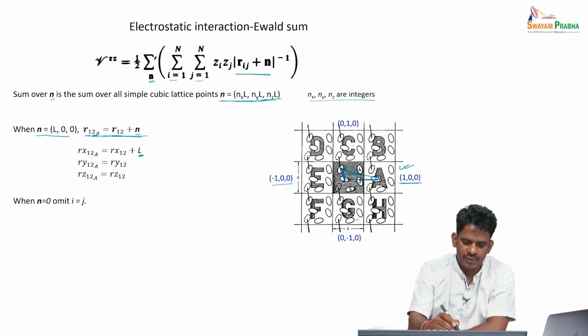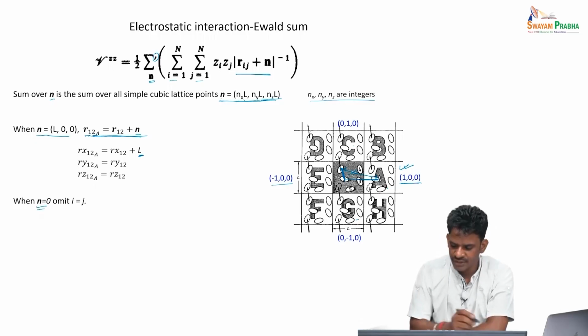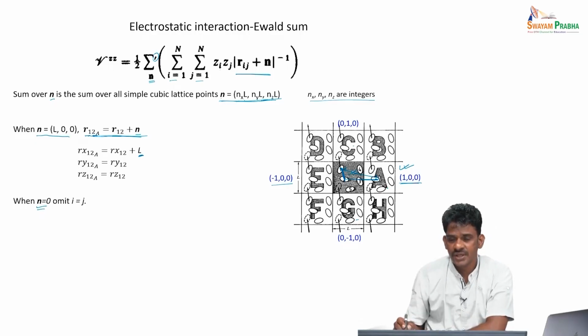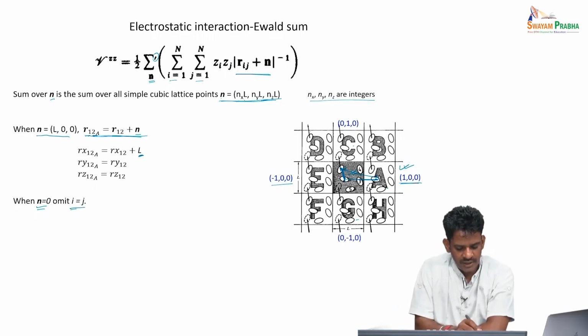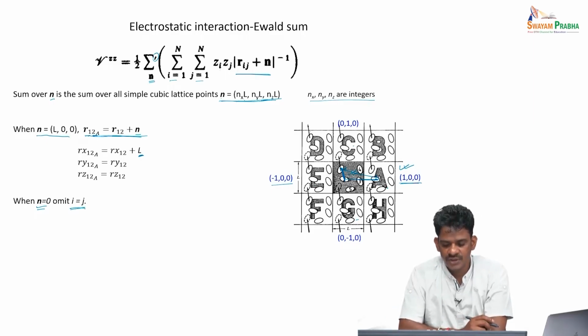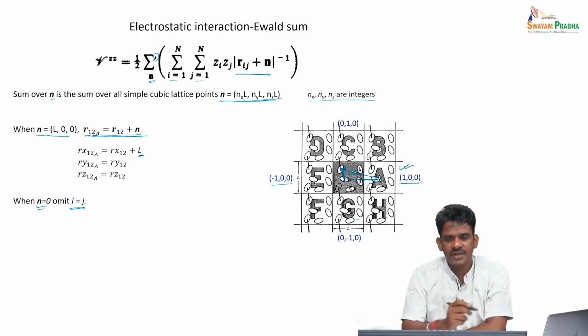And then we also have this prime here, that is to tell you that when n is equal to 0, that means you are talking about the central simulation box. Within the box, when you sum over all the pairs, we should not include i equal to j, because in such a case Rij will become 0, then this becomes infinity. So, we cannot include self interaction within the same simulation box.